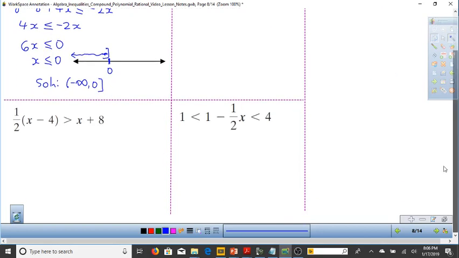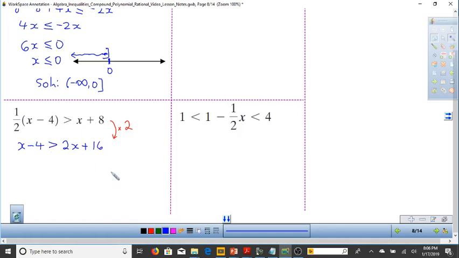Let's try another one here. In this one, I can make my life simple by multiplying both sides by 2. And since I'm multiplying by a positive, I don't have to worry about reversing the inequalities. So I'm multiplying both sides by 2. Half times 2 just gives me 1, so that leaves me with x minus 4. And when I multiply both of these parts by 2, I get 2x plus 16.